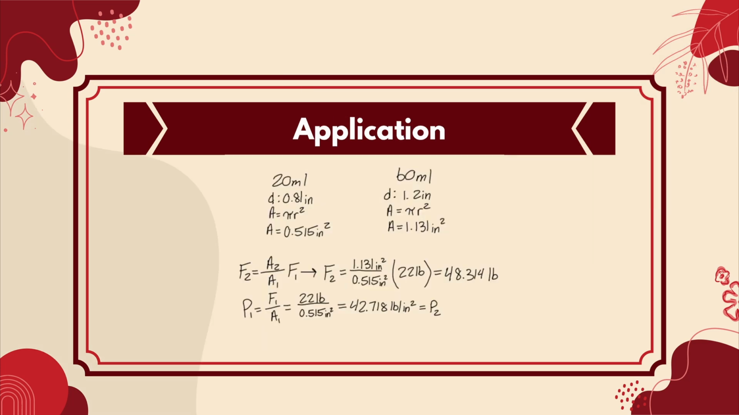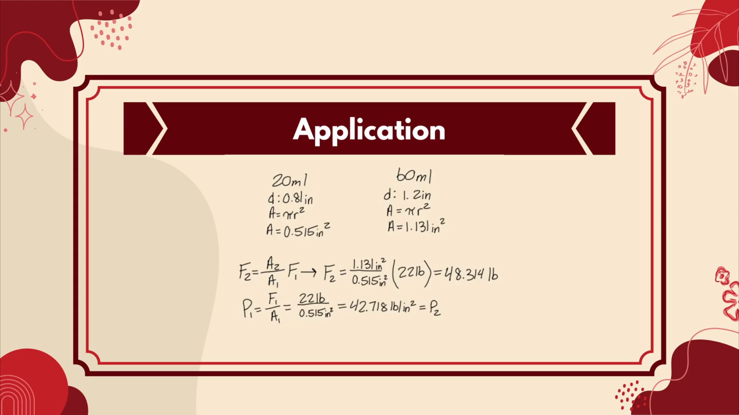The cross-sectional area of the 20 milliliter syringe is 0.515 inches squared, and the area of the 60 milliliter syringe is 1.131 inches squared. This means that the force applied to the smaller syringe should result in a force 2.196 times larger on the 60 milliliter syringe. The average force a female can exert with her thumb is about 22 pounds.